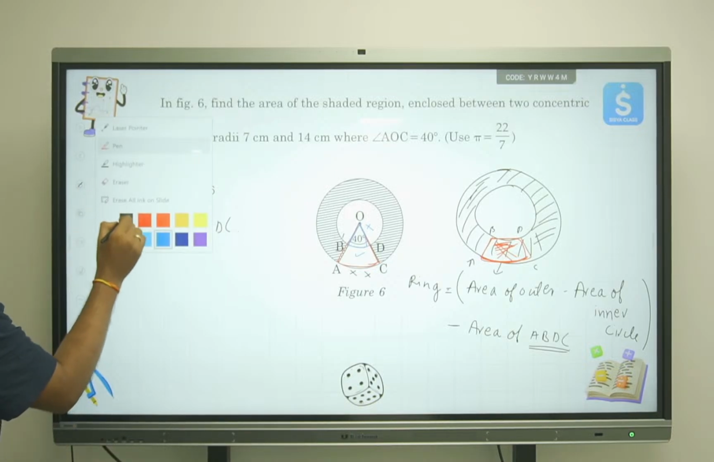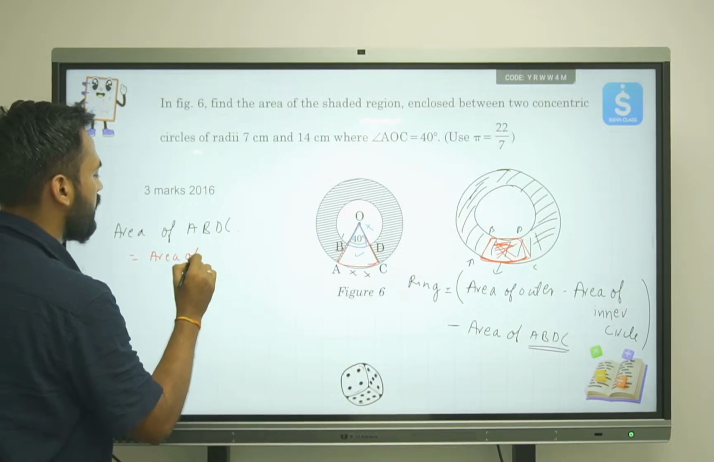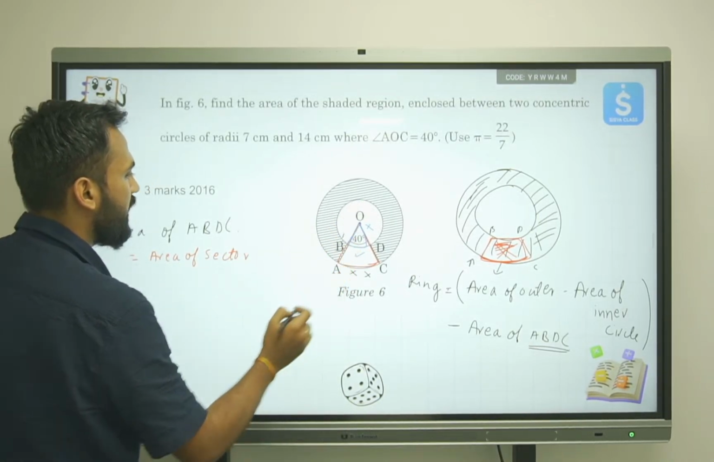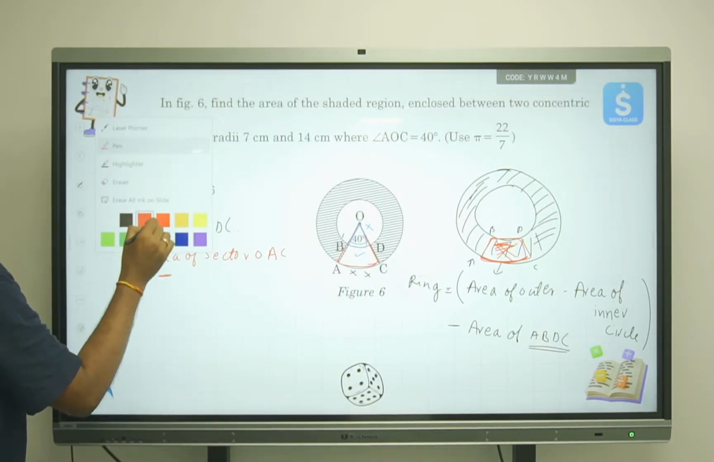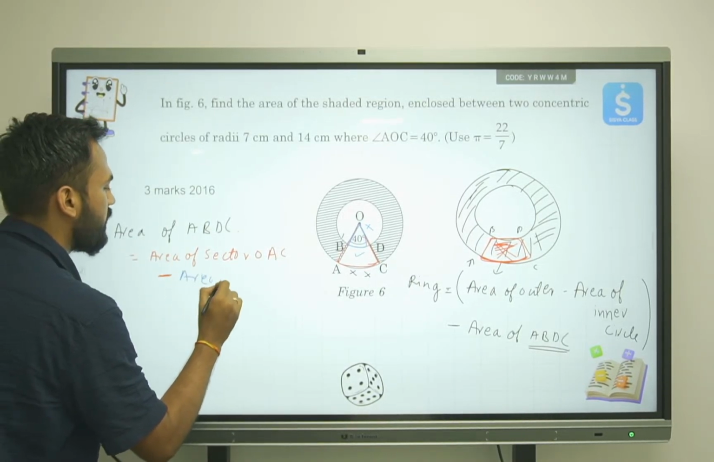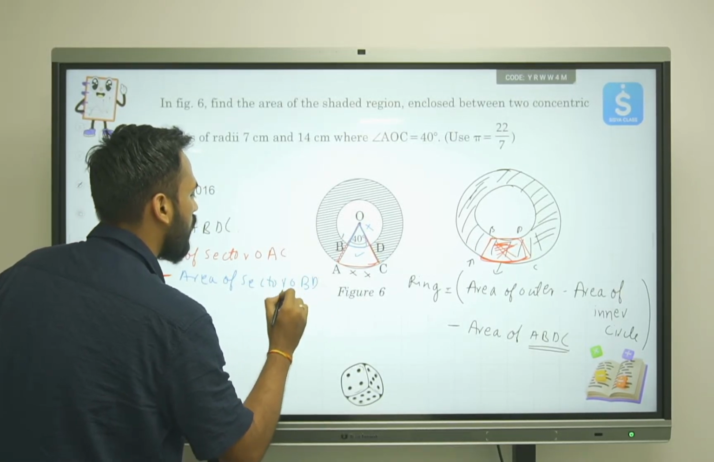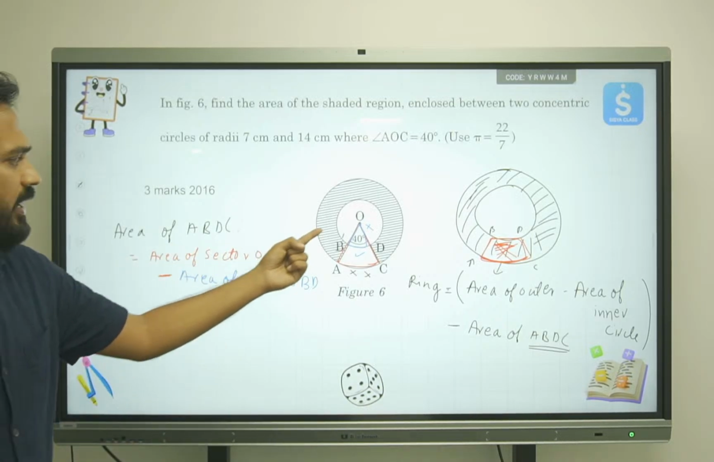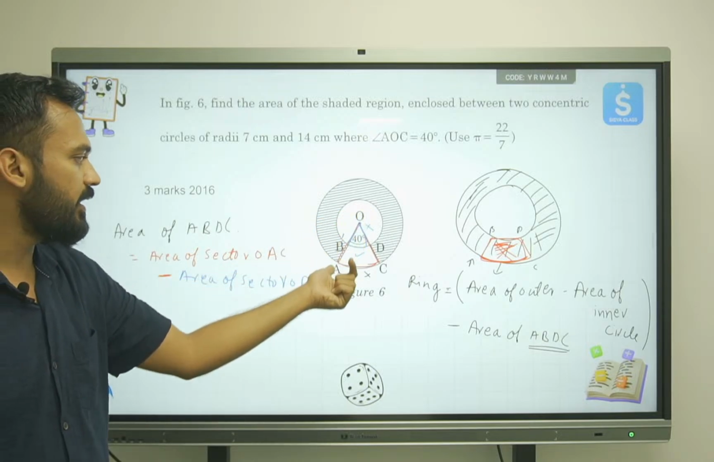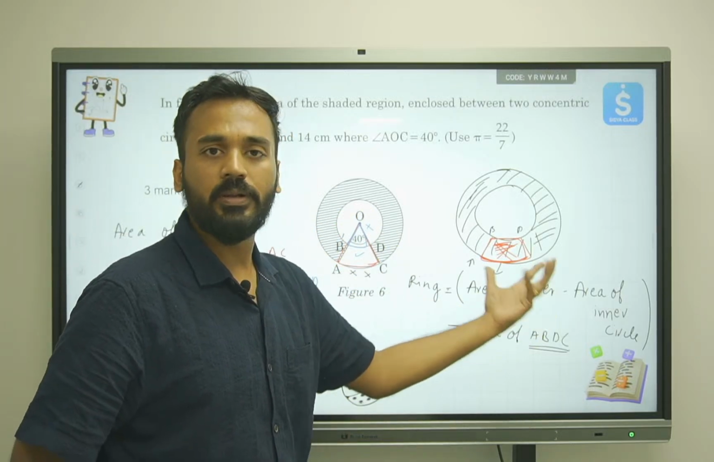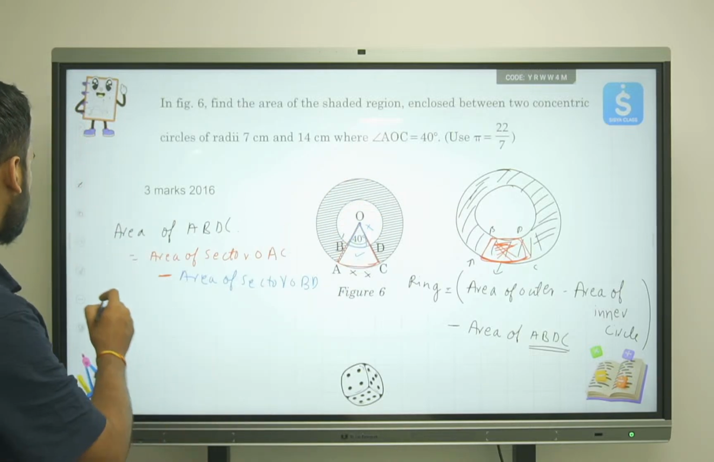So let me write over here using the same colors. This will come out to be area of sector OAC minus area of sector OBD. So let's find out all of these areas. Area of sector OAC we can find out. We know the radius of the inner circle, we know the radius of the outer circle, we can find out the sector area OAC, we can also find out the area of outer and inner circles. Let's find these out and then we'll be able to find out the area of this much shaded region.